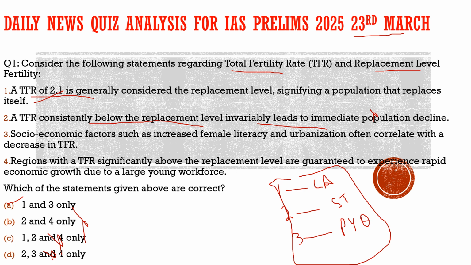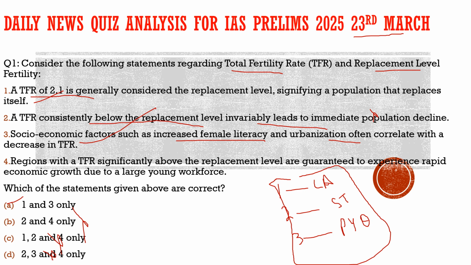What would be the answer for this question? But for knowledge's sake, we will solve the third statement. The third statement says socio-economic factors such as increased female literacy and urbanization often correlate with a decrease in total fertility rate. 100% correct, nothing wrong with the statement. So statements 1 and 3 are correct.